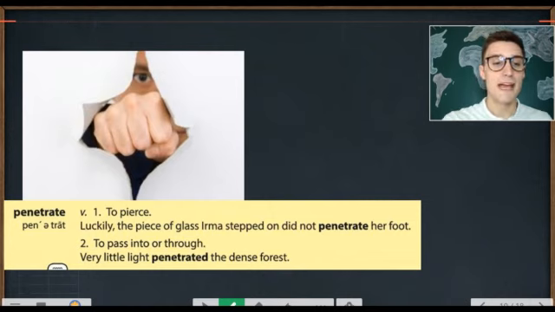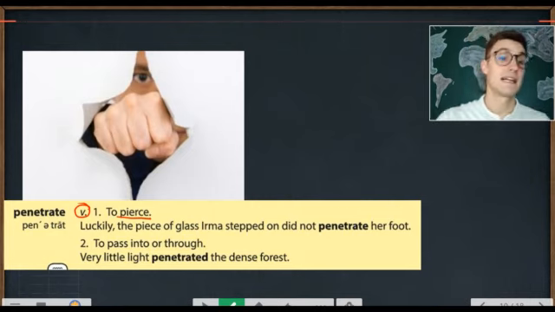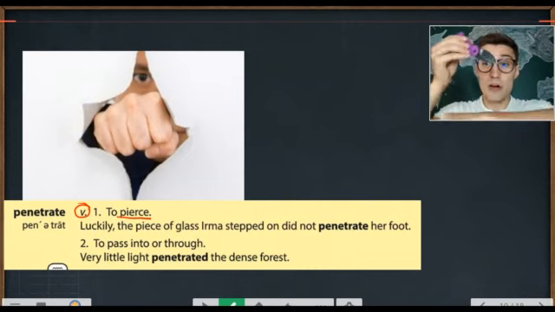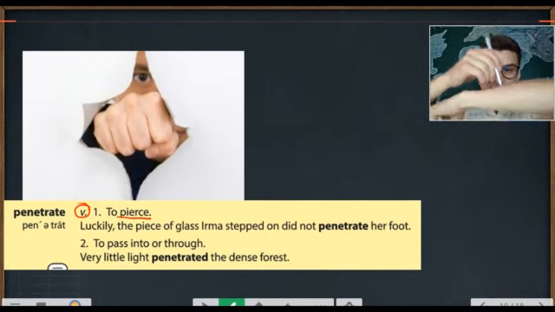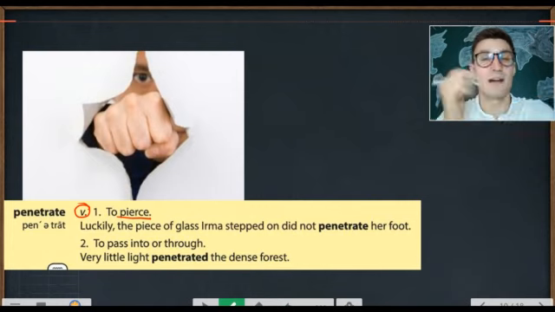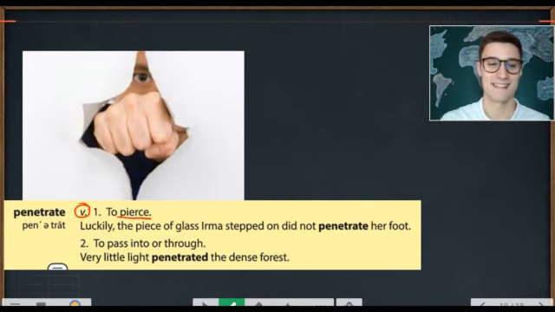Next, it's penetrate. Penetrate. To penetrate is to pierce. Pierce is a synonym for penetrate. Luckily, the piece of glass Irma stepped on did not penetrate her foot. So you can take a knife and it will hurt if you penetrate the skin. But don't. Be careful. To penetrate is to pierce. And it will bleed. I did not penetrate, so it won't bleed. I'm not going to penetrate my skin.